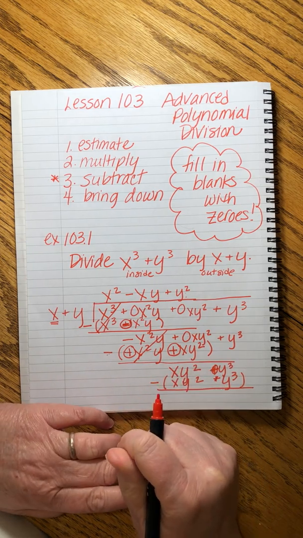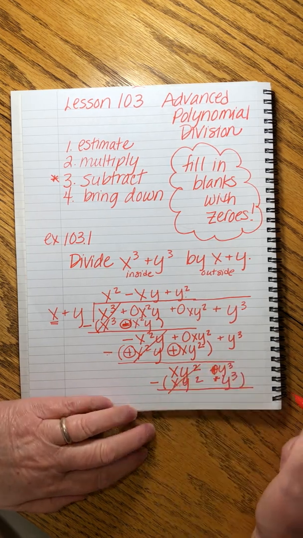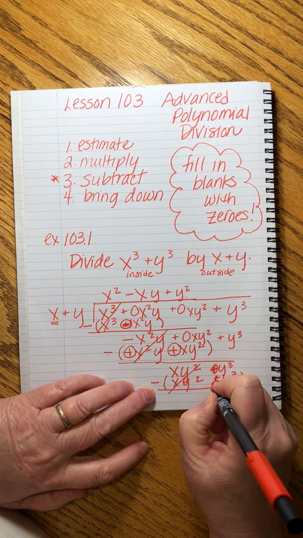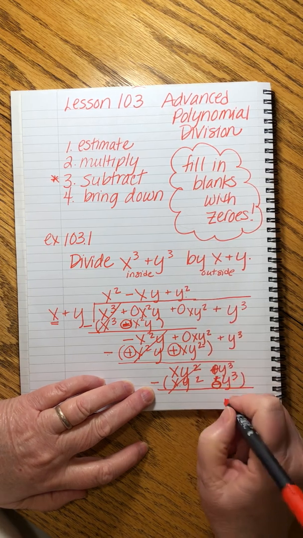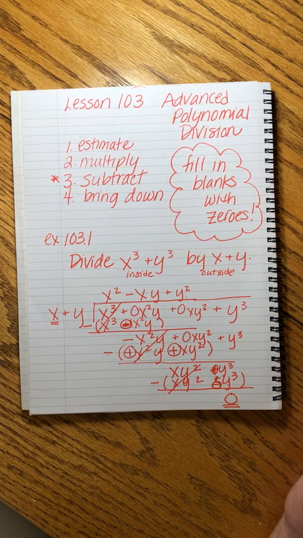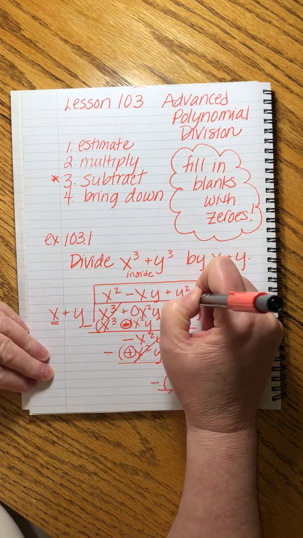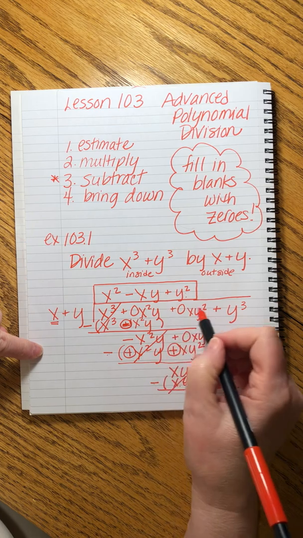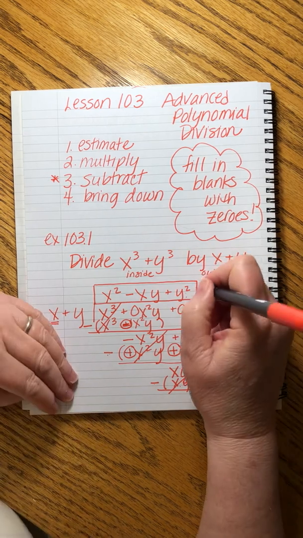Now I'm subtracting xy squared minus xy squared. That all goes away. And look here. This minus turns this plus into a minus. I'll circle it like that. y cubed minus y cubed, it comes out to 0. So that means our final answer is this. We don't have a remainder. x squared minus xy plus y squared times this would give us that. Huh, who knew, right? So these came out even.